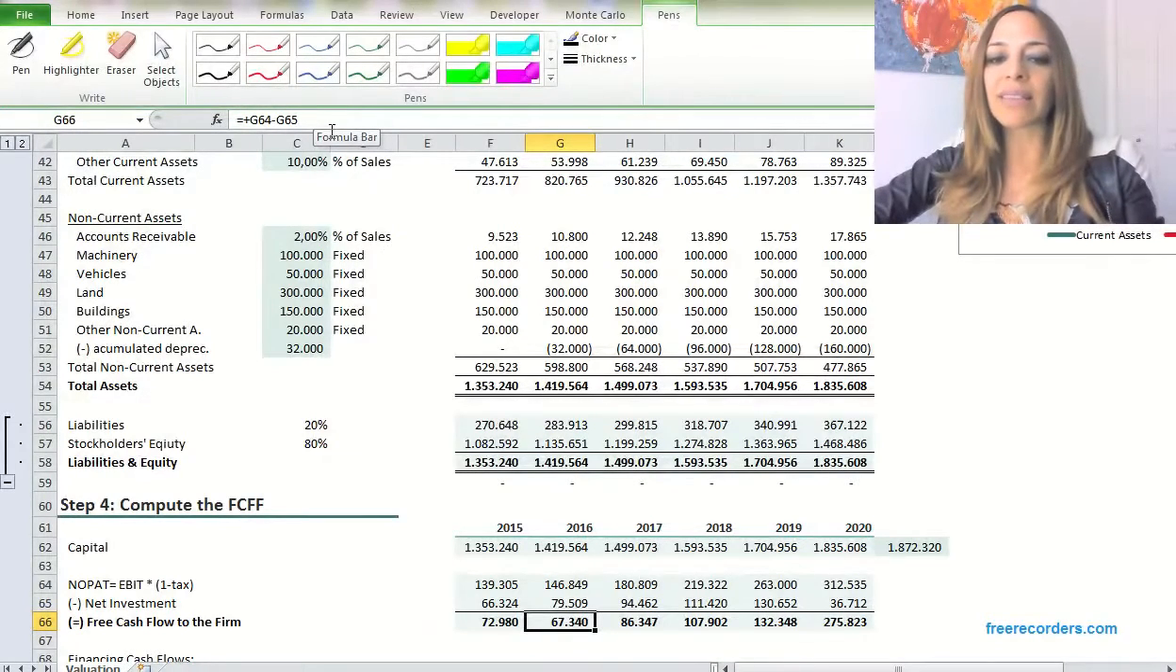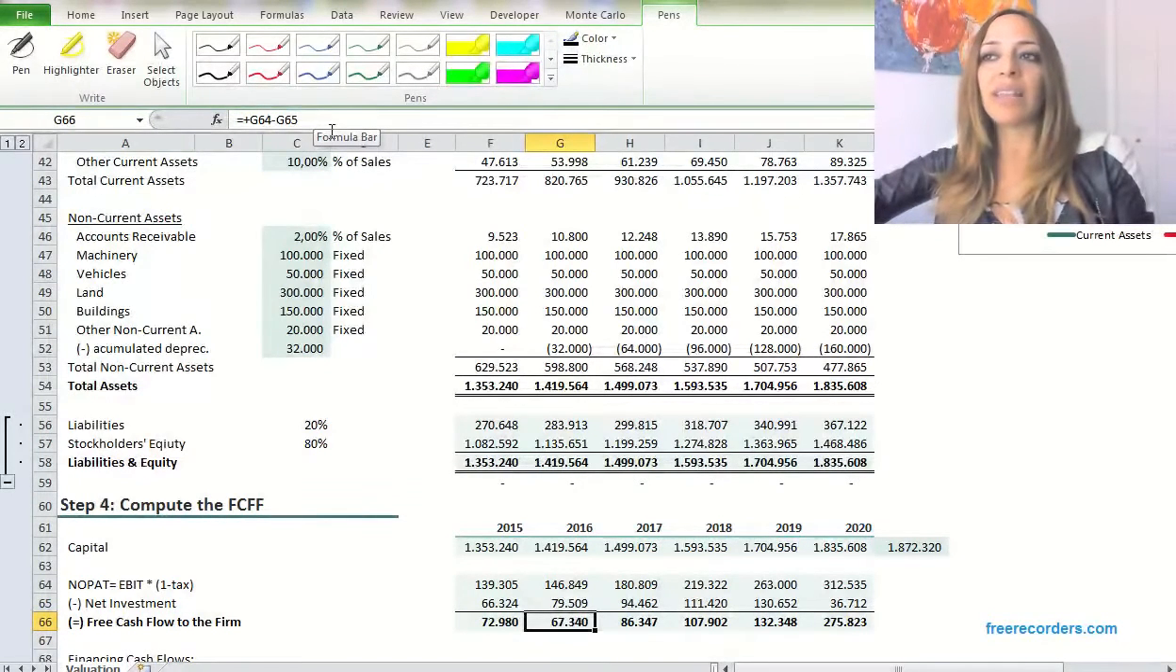Now, please recall that the sign of the free cash flow, positive or negative, does not mean anything. Does not mean that the company is doing well or is doing bad. It only means that NOPAT is bigger than net investment in the case free cash flow is positive, or that NOPAT is less than net investment in the case the free cash flow is negative. It depends on one decision. Free cash flow is a number that depends on the decision to invest. Therefore, we cannot pay bonus or any type of compensation based on free cash flow.